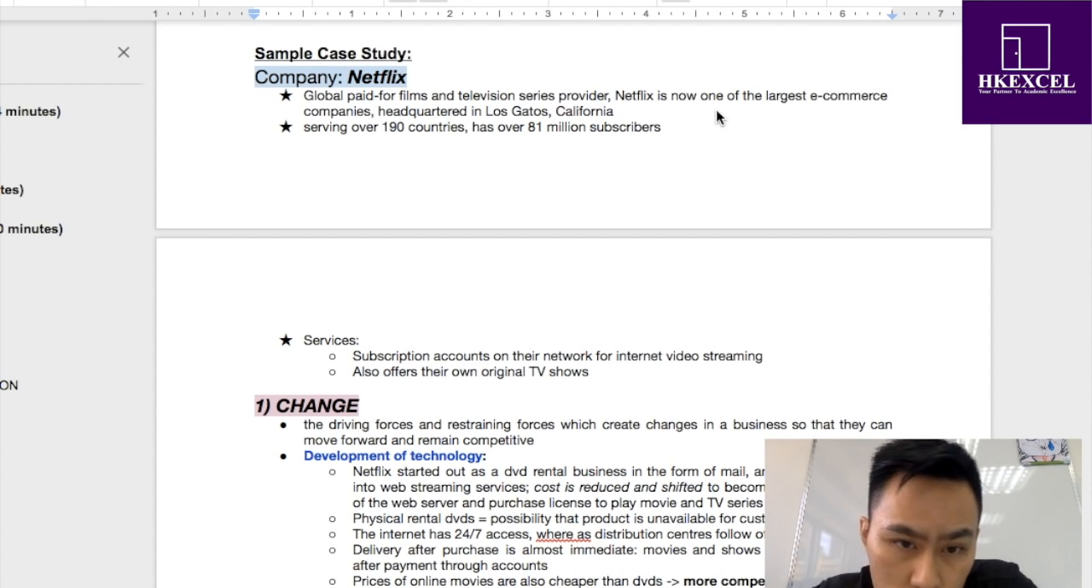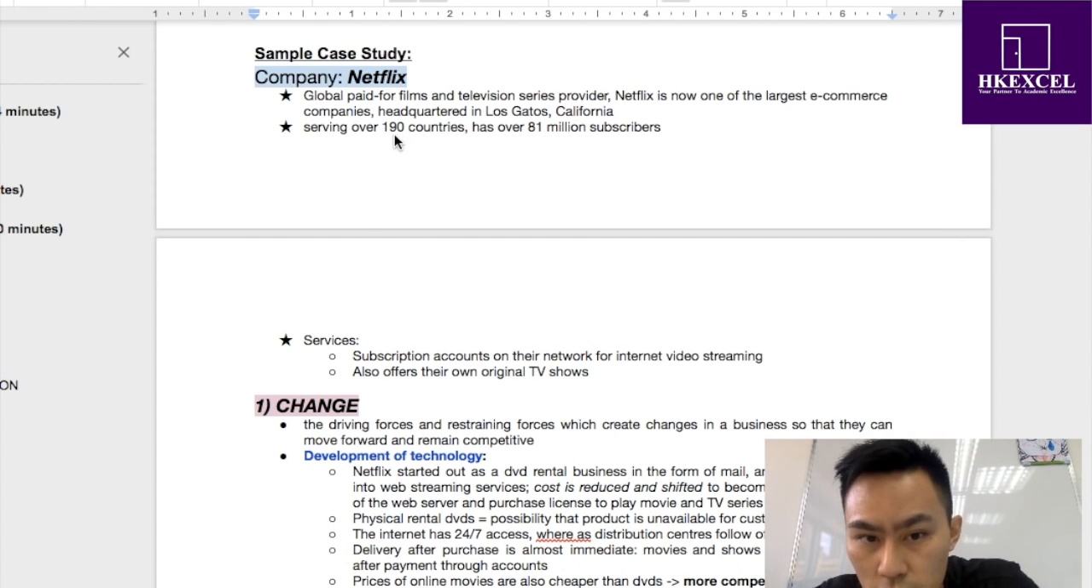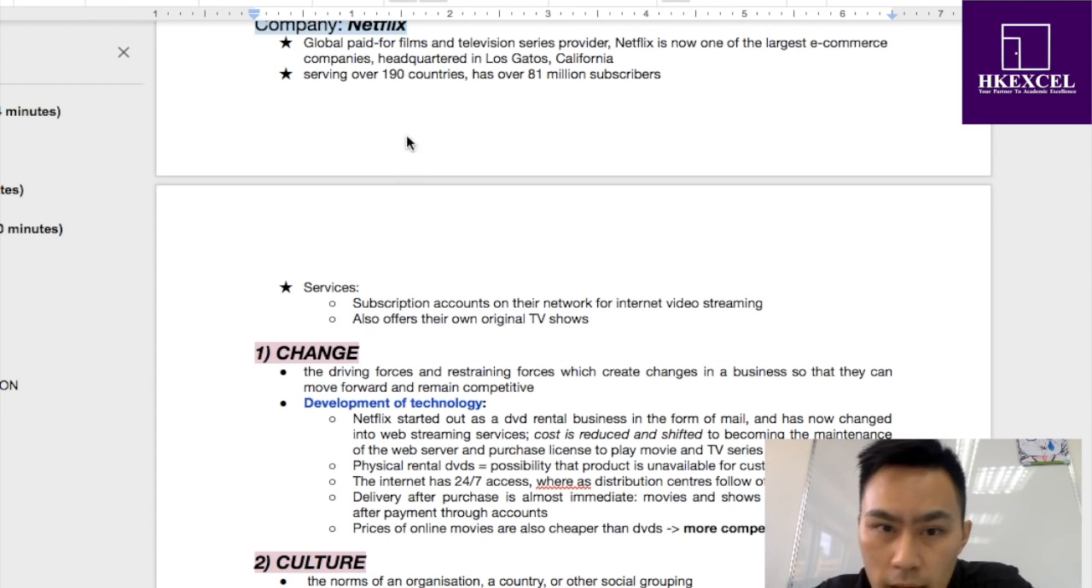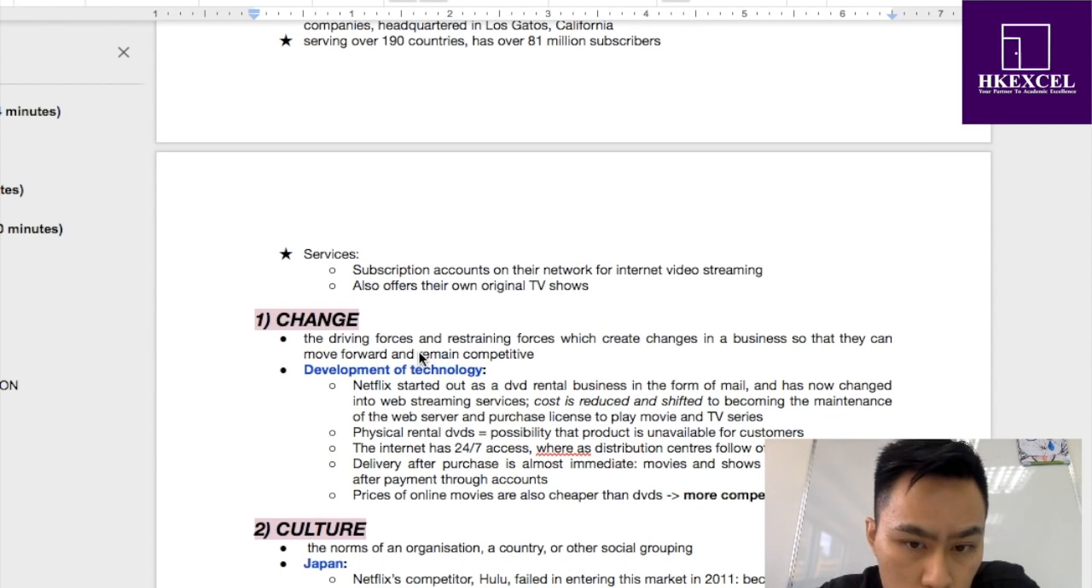Netflix is now one of the largest e-commerce companies, headquartered in California, US, right? Serving over 190 countries, with over 81 million subscribers. So describe the customer base, what it does, and the service subscription accounts on their network for internet video streaming, and it also offers their own original TV shows.